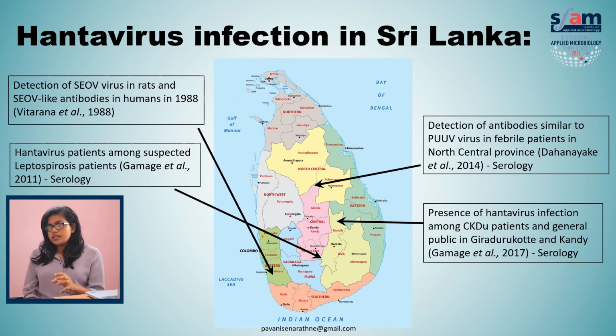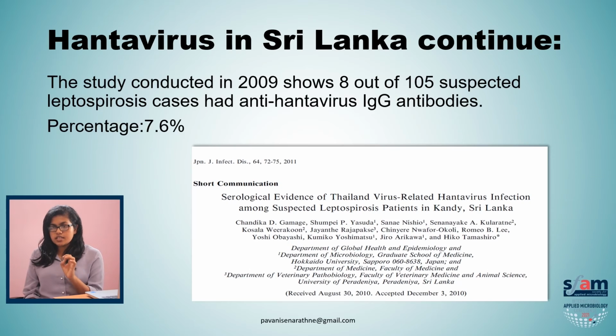So there's one study I want to point out. This was conducted in the same tertiary care hospital setting where I found my research findings, and this study was conducted by my supervisor when he was a postgraduate student. In 2019 in Kandy, a teaching hospital, he found that among 105 leptospirosis suspected patients, 8 had hantavirus antibodies. As a percentage, it's 7.6%. So now let's move on to my research.